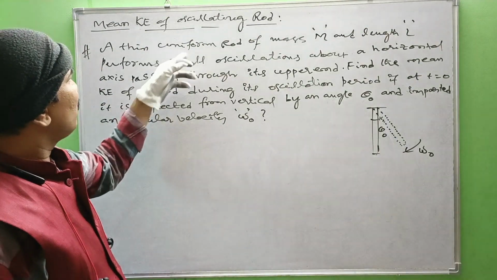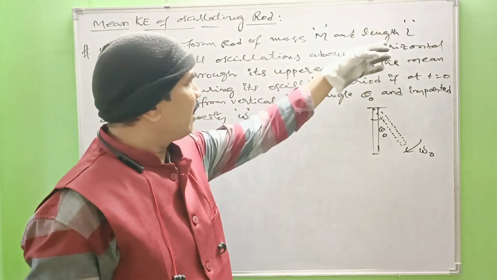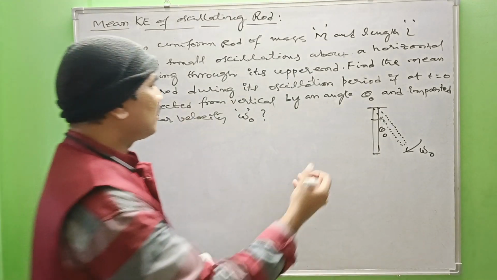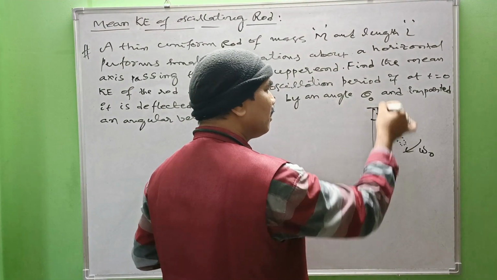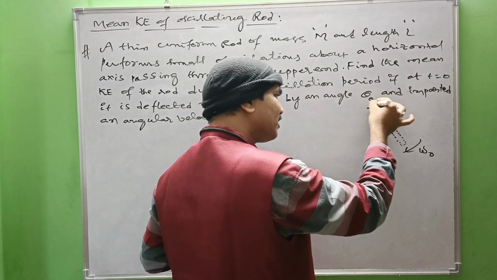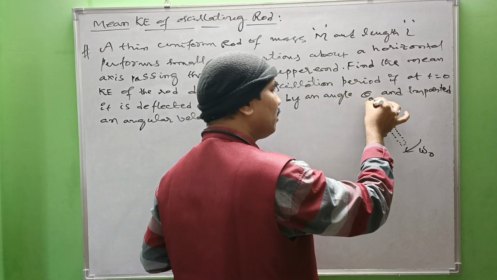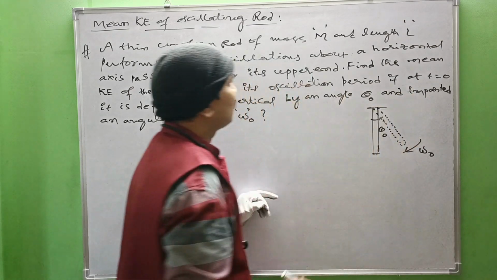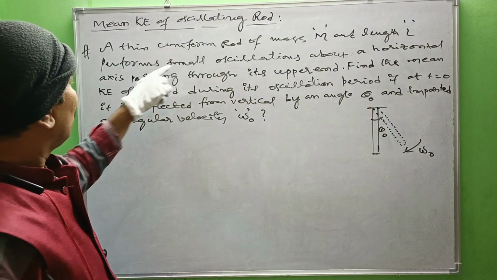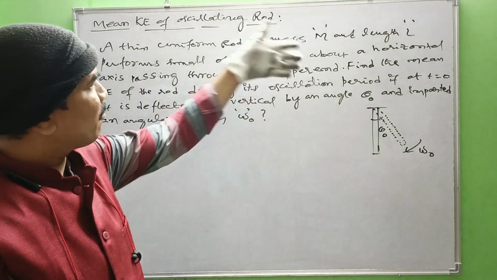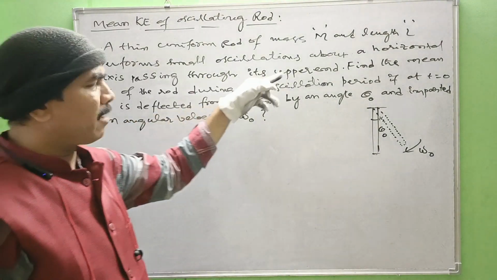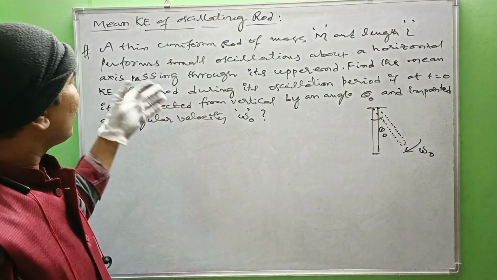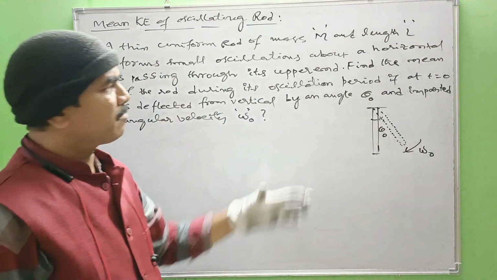A thin uniform rod of mass capital M and length L performs small oscillations about a horizontal axis. See, this is hinged at this position, so this is a normal axis passing through the hinged point. About this axis, it is going to oscillate like that. So it performs small oscillations about a horizontal axis passing through its upper end. Find the mean kinetic energy of the rod during its oscillation period.